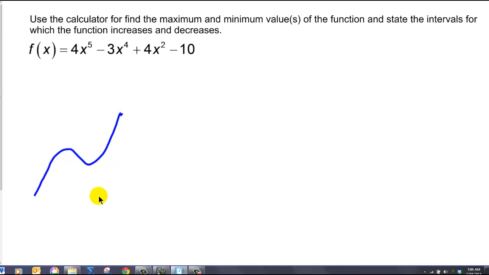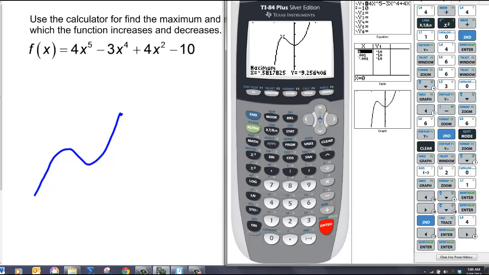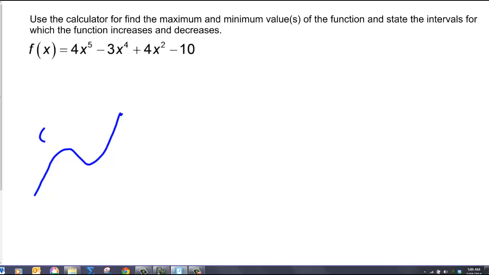And given that, go back to our calculator and find those numbers again. This is the point negative 0.58 and negative 9.2. So we'll write this in here. You have negative 0.58 and negative 9.2.